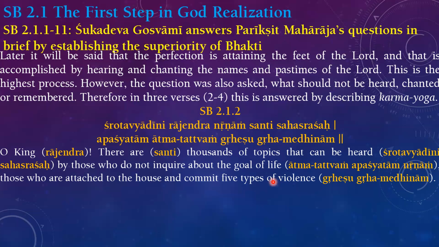Shrotavyadini santi sahasrashah. There are thousands of topics that can be heard by the people of this world. What kind of people of this world? Apashyatam atma-tattvam. Those who do not want to see, who do not want to inquire about the atma-tattva, about the nature of the atma, about the purpose of life, about the goal of life. For that kind of people, there are thousands of topics to hear. Shrotavyadini nrinam santi sahasrashah. And those who are attached to the house and commit five types of violence, griheshu griha-medhinam. What kind of people are not interested in atma-tattvam? Those people who consider themselves to be grihesha, the leaders of the house, the masters of the house.